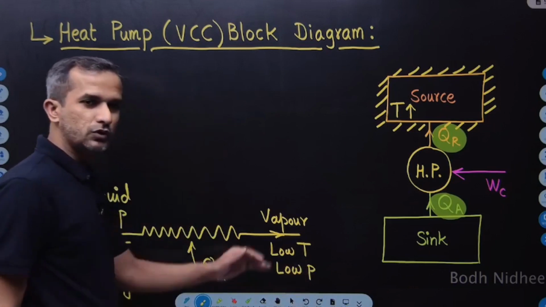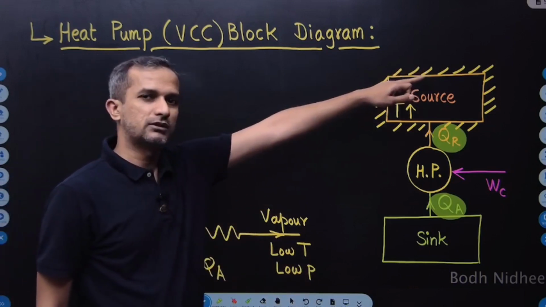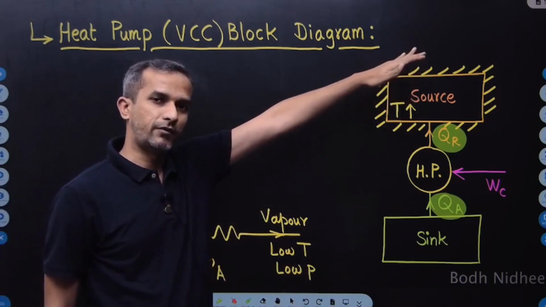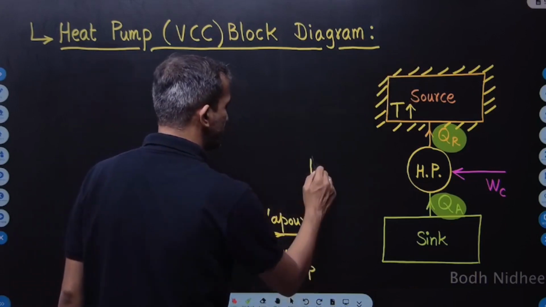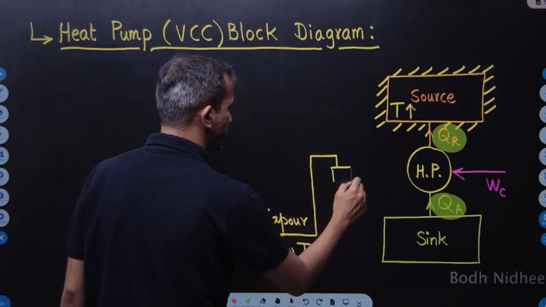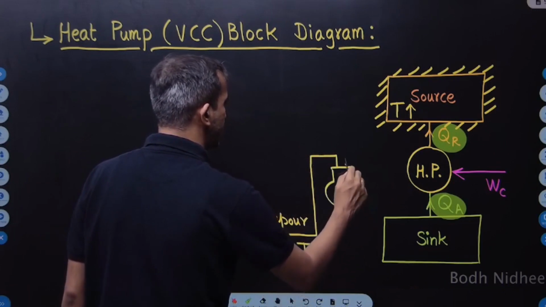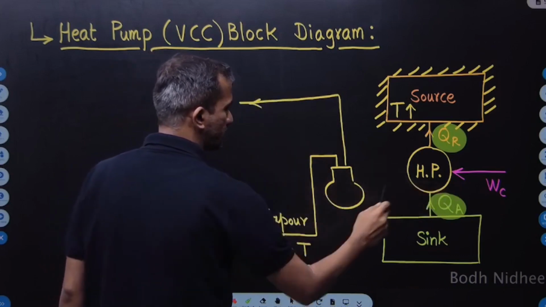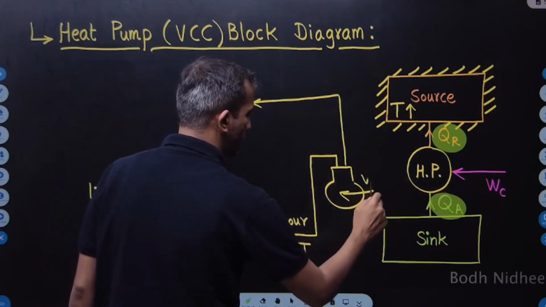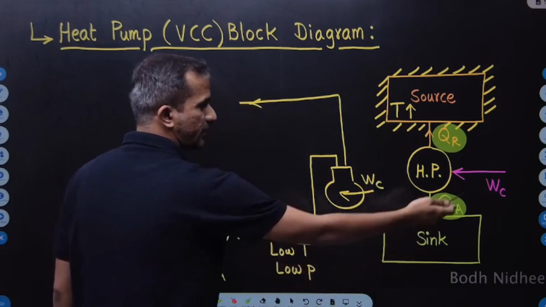Right? I want to increase the temperature of the source. I will need high temperature, high pressure vapor. So for that what I'll do, I'll use compressor here. So after this, I'll use compressor. So you can observe that the diagram is getting prepared exactly in the same parallel format like this. So there is a compressor power.